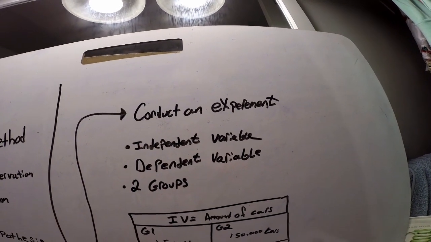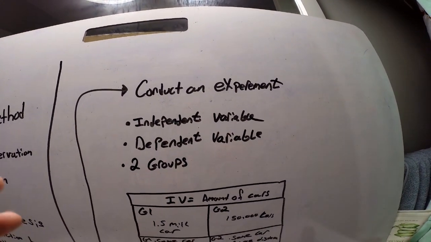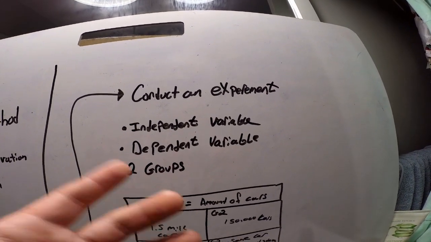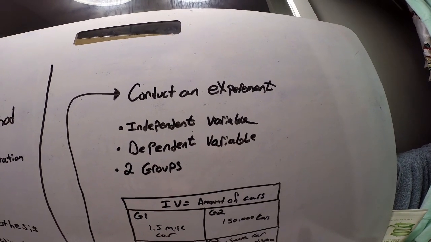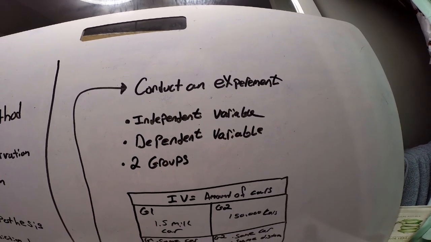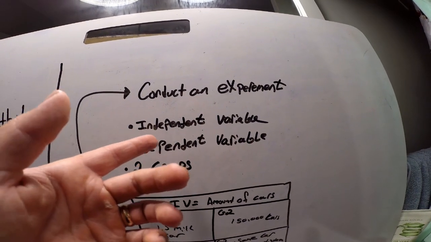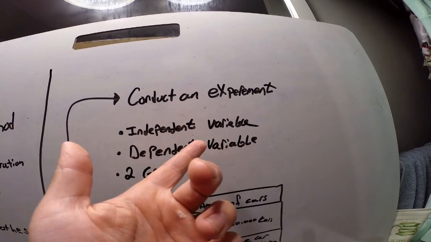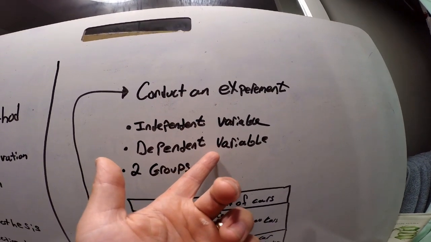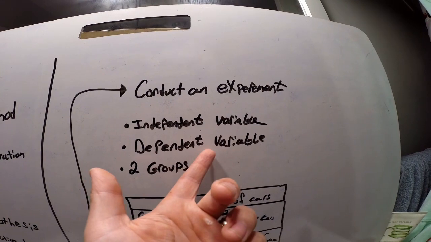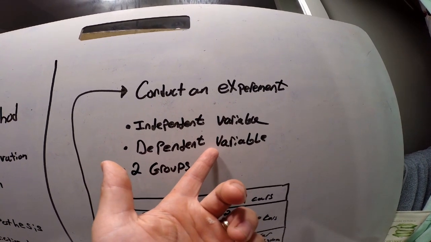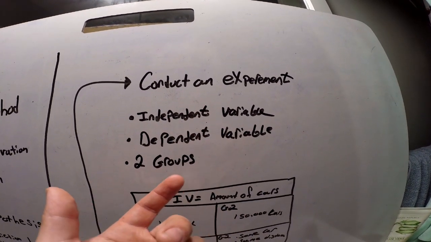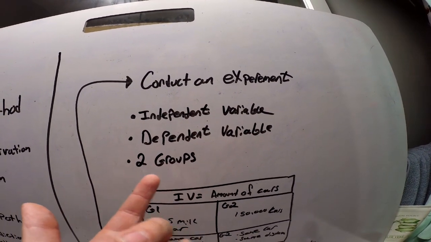An independent variable is just something that you or I change. You'll see in a little bit what I mean by independent variable. And then a dependent variable is the thing that you want to see, the reaction to the independent variable. The amount, the data, the figure, whatever number the dependent variable is going to record is going to change because of your independent variable. And then you need a minimum of 2 groups, so 2 separate groups.